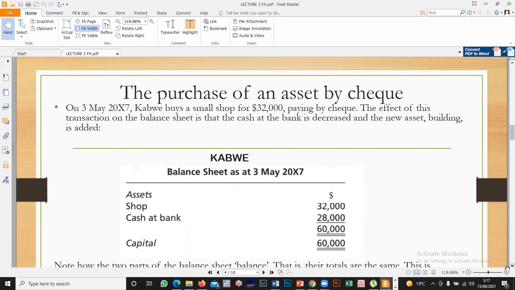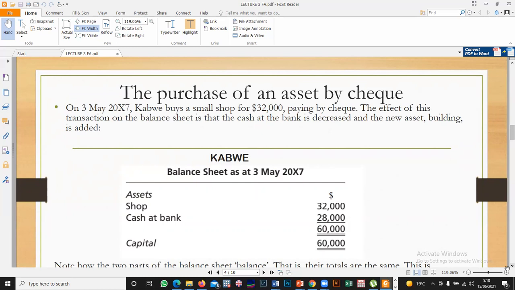Okay, why? Because part of that current asset has been converted to a fixed asset, which is still amounting to $60,000. Okay, I'm sure that is very simple for you to understand, because the 60,000 was in current asset, now it has been converted into what? A fixed asset by $32,000. So we've removed the $32,000, which has been converted into a fixed asset by buying a shop.